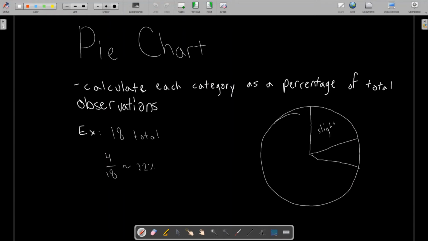And moderately worn was about 3 out of 18, or 1/6 of the total. And those three together would make up 9 out of 18, or half the pie. So here we can draw this as moderate. That's about 3 out of 18. Here's LM. This is obviously not drawn perfectly because this slight wedge here should be a little bit larger than the moderate wedge.